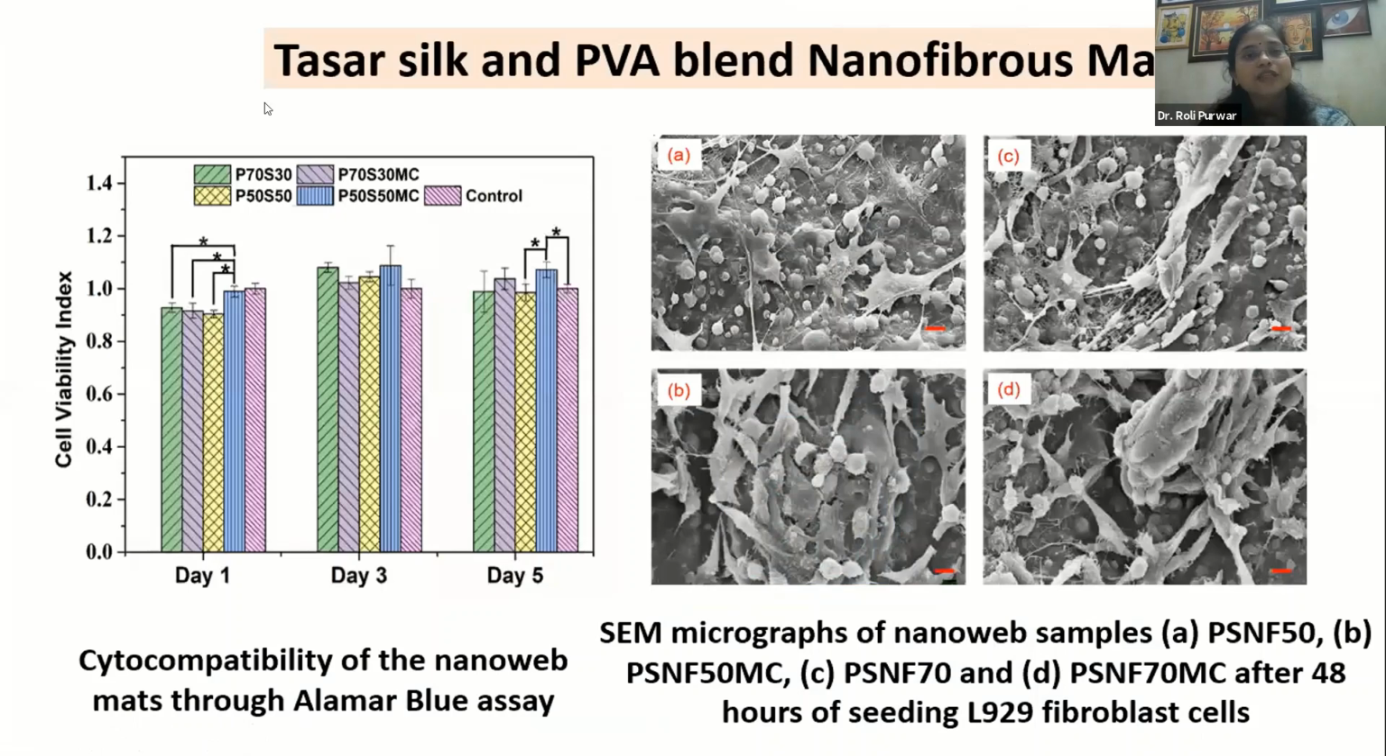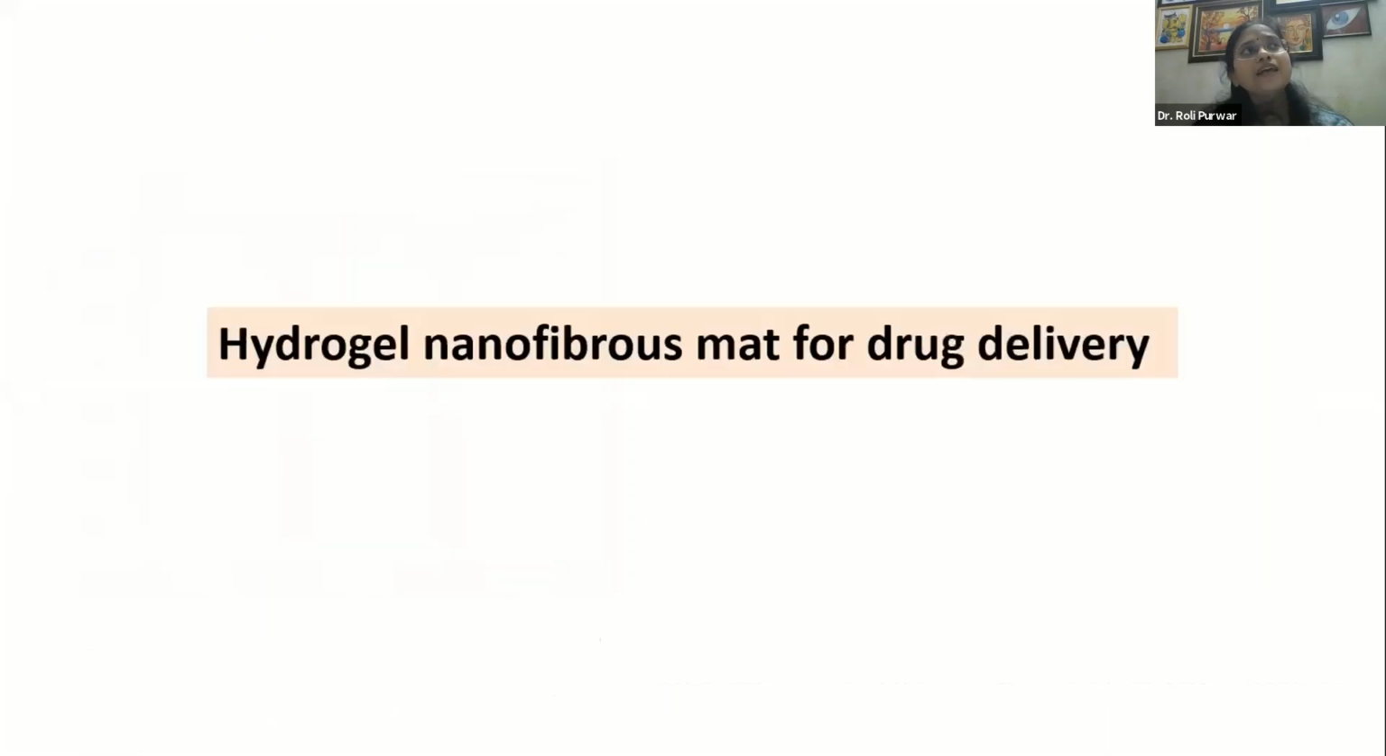Then we have also developed Tussar silk PVA blend nanofibrous mats. These mats are showing very good results in terms of growth of L929 fibroblast cells. We found that when we blend the silk material with PVA, they also show promising results for tissue engineering applications.